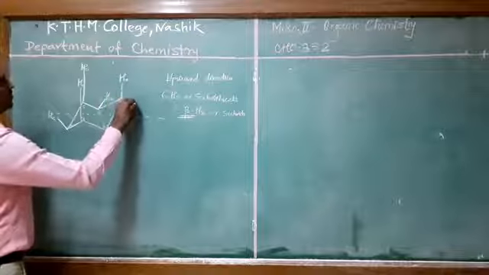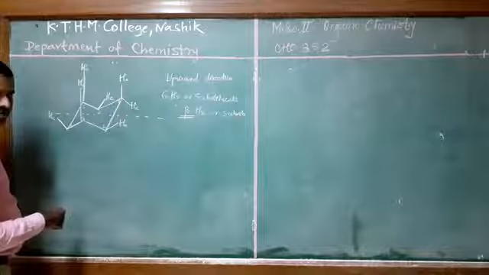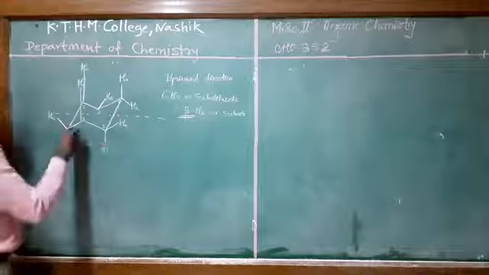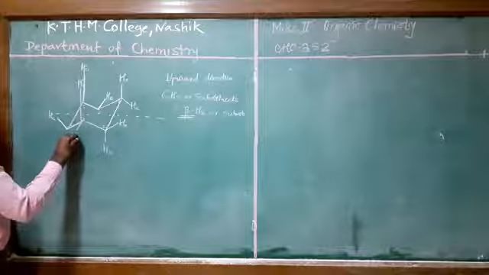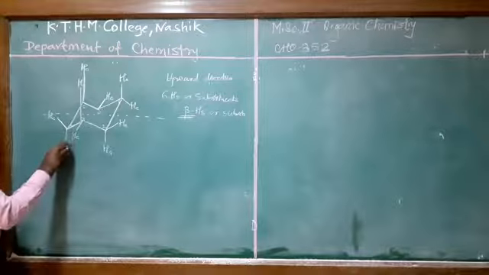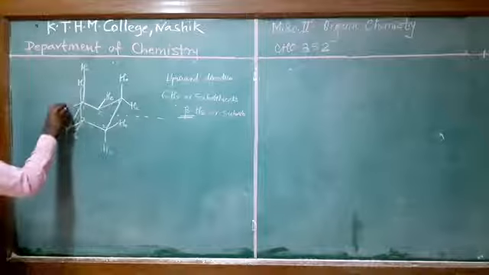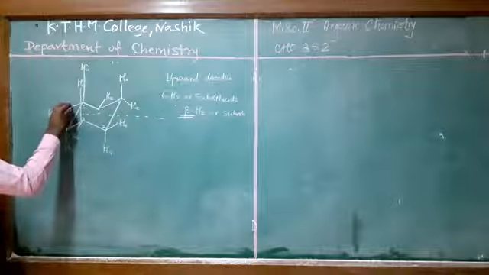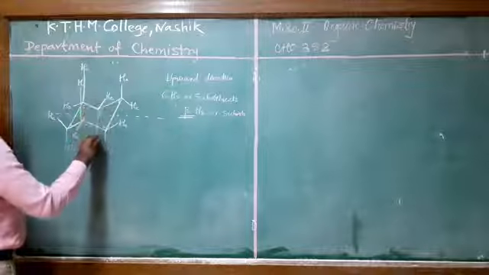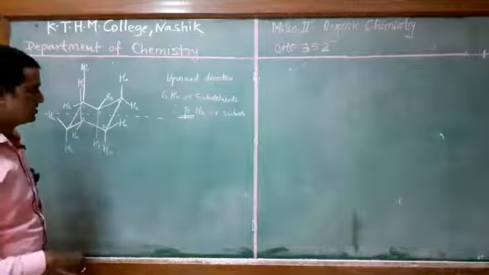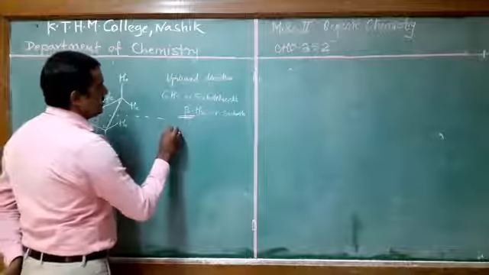And those in downward direction: for carbon number 1, the equatorial hydrogen is downward. For carbon number 2, the axial hydrogen is downward. Carbon number 3 has an equatorial hydrogen downward, carbon number 4 has an axial hydrogen downward. For carbon number 5, the equatorial hydrogen is downward, and carbon number 6 has an axial hydrogen downward.